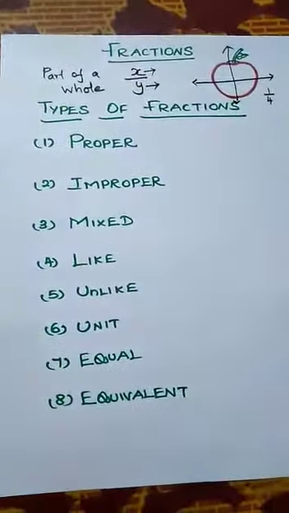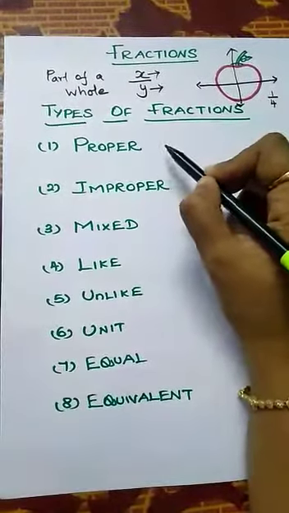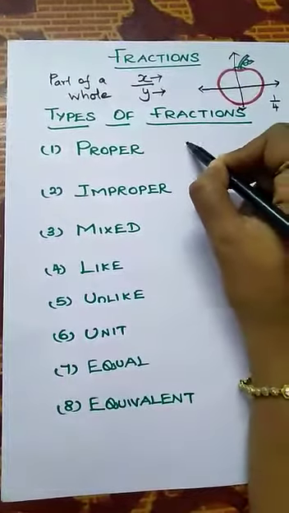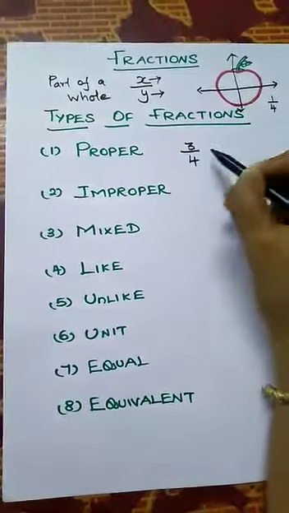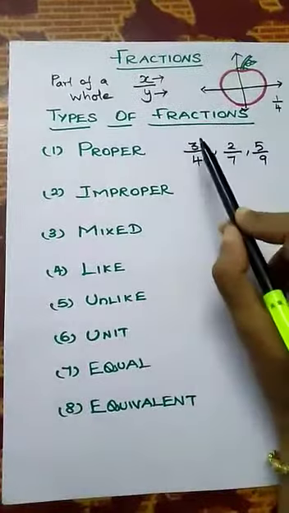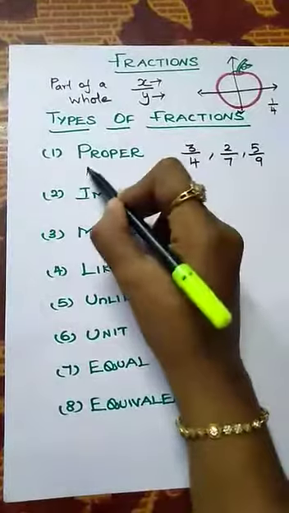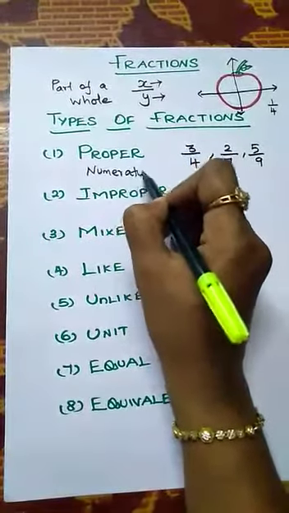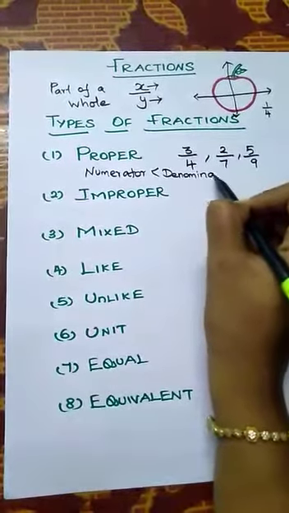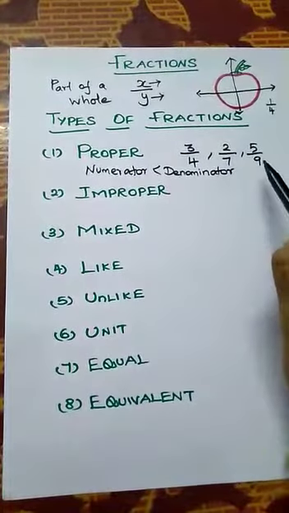Next, types of fractions. The first one, proper fraction. When the numerator is less than its denominator, it is called a proper fraction. Example for proper fraction: 3 by 4, then 2 by 7, 5 by 9, like that.